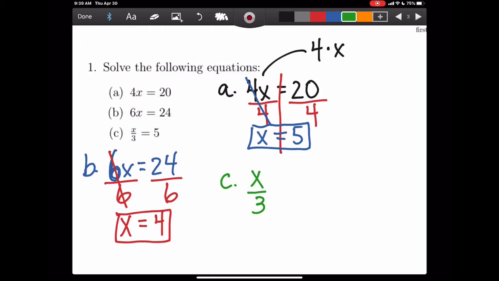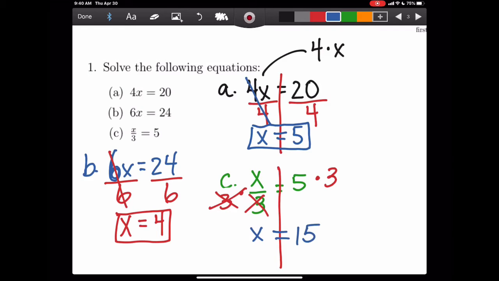All right, let's look at C. x divided by 3 is equal to 5. Remember, we're dividing now. The opposite of division is multiplication. Trying to isolate that x, if I multiply by 3 on this side of the equal sign, I must multiply by 3 on this side. These 3's will cancel out right here, and I will just be left with x is equal to 15. 5 times 3 is 15.